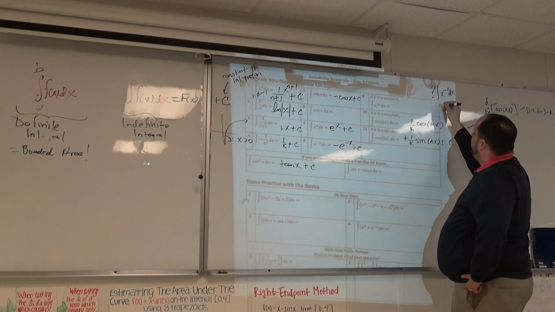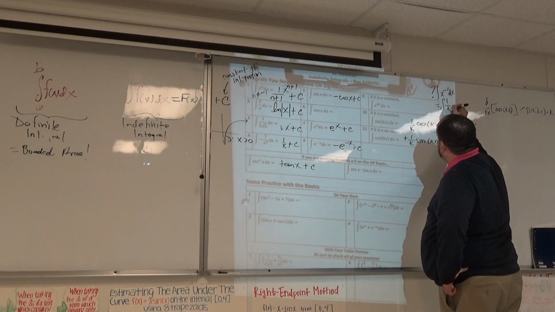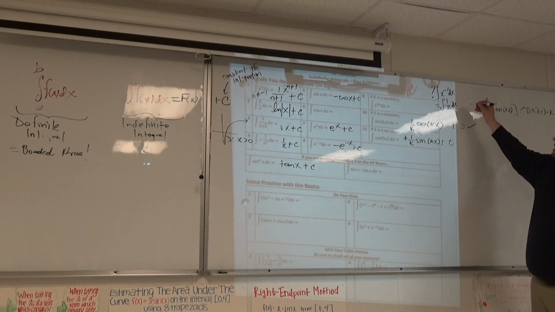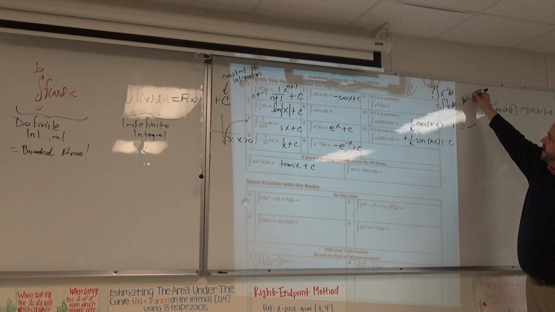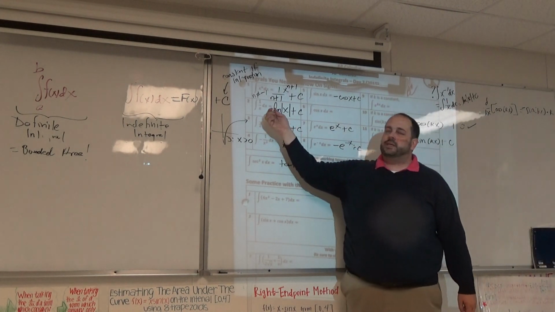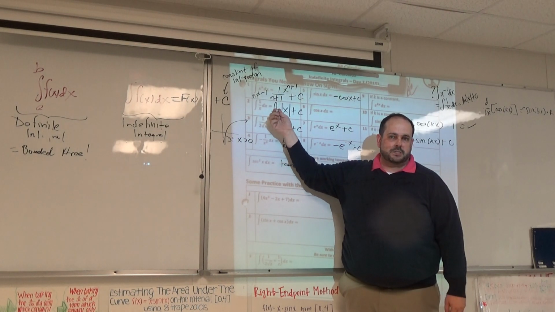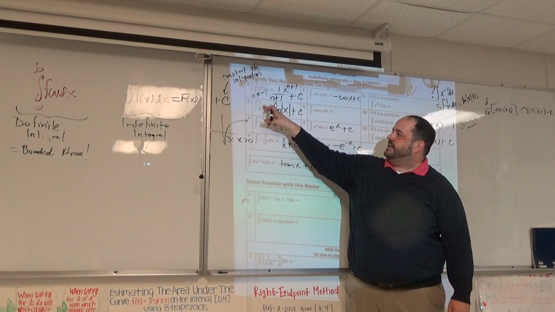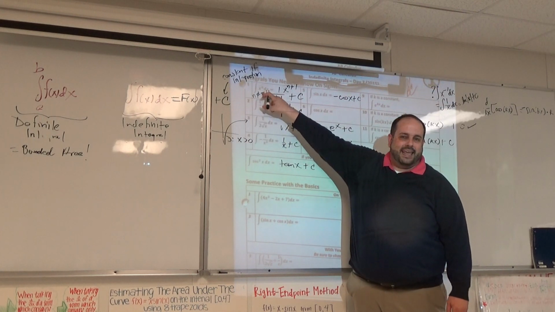The antiderivative of x to the negative 1 is really 1 over x. So what's the antiderivative of 1 over x? Natural log, absolute value of x plus c. So this is a special case of the power rule. They're kind of tied together. This really is a power rule, but I can't use the power rule.